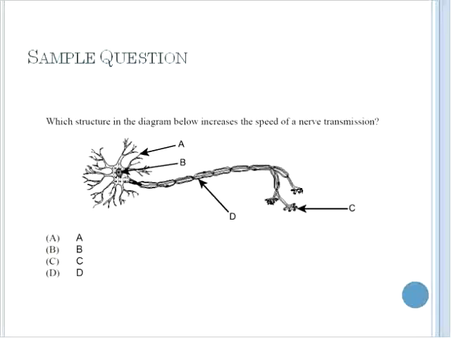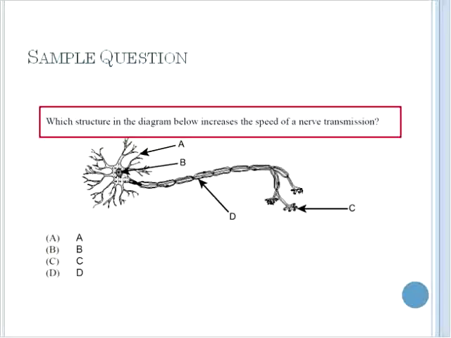A sample question from a previous public examination is worded as follows: which structure in the diagram below speeds the increase of a nerve transmission? Your choices are A, the dendrites, B, the soma, or the cell body, specifically the nucleus in the cell body, C, the end brush, the synaptic knobs, the axon terminals, and D, the Schwann cell.